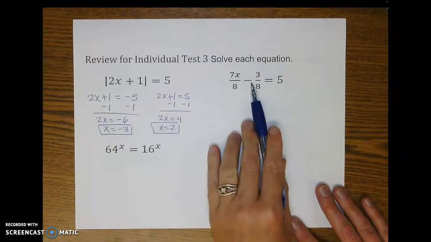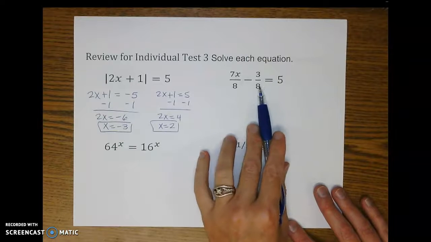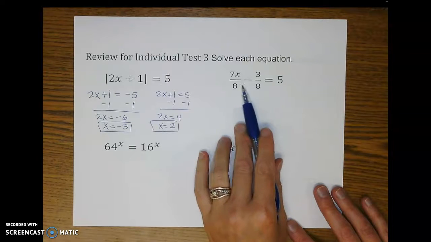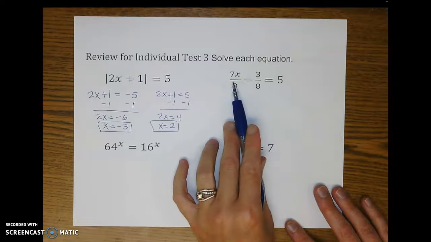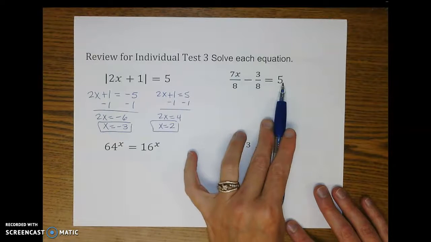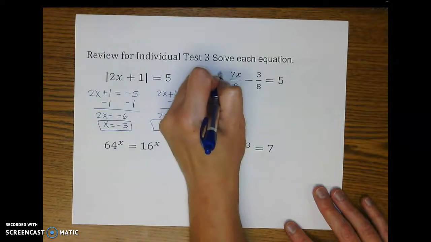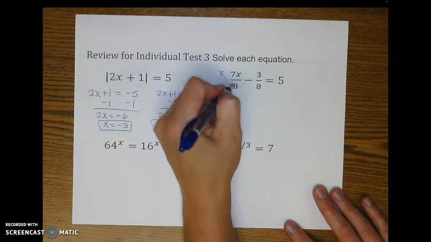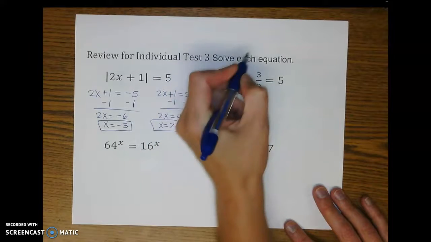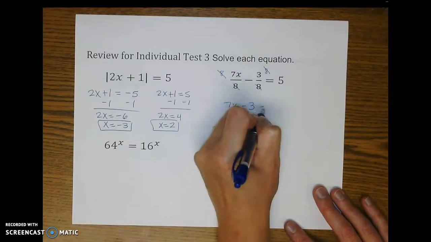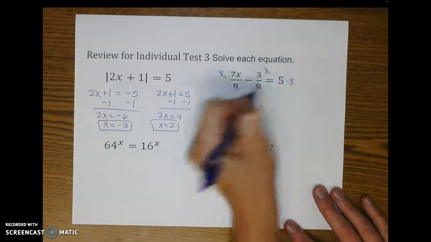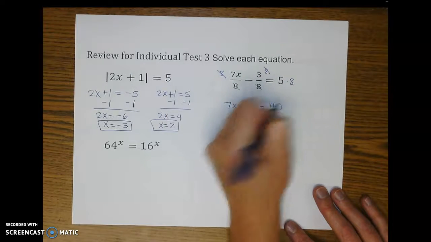This one over here, we need to get rid of this denominator down here. So I can do that by multiplying all of my terms, there's 3 objects here, one here, one here, and one here, by 8. So when I multiply this by 8, these cancel out and I end up with 7x. When I multiply this one by 8, these cancel out. I end up with negative 3. And when I multiply 5 by 8, nothing cancels out, and I get 40.